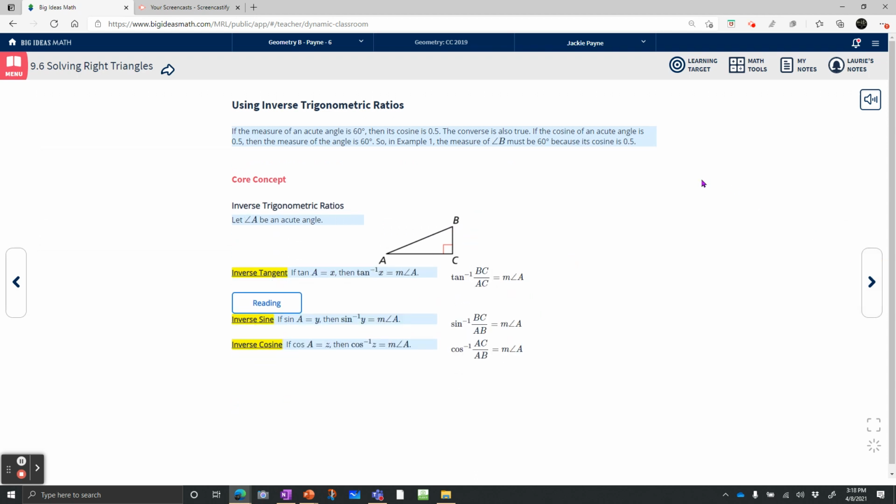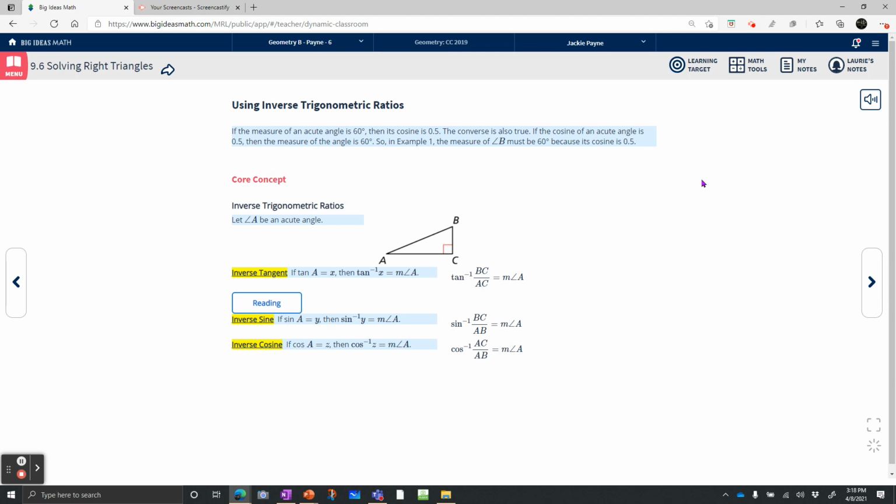Now, if the measure of an acute angle is 60 degrees, then its cosine is 0.5. The converse is also true. If the cosine of an acute angle is 0.5, then the measure of the angle is 60 degrees. So in example 1, the measure of angle B must be 60 degrees because its cosine is 0.5. So this is exactly the opposite of what we learned in 9.4 and 9.5. If we had the angle, we could figure out the ratio of the sides. Now, if we have the ratio of the sides, we can just do the inverse of that.